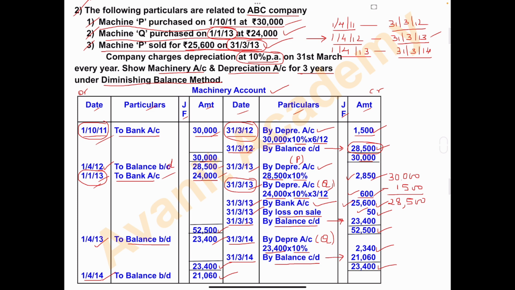Next we have to prepare depreciation account for 3 years. So in this machinery account, wherever we have written depreciation account, all these entries we have to take in the depreciation account. See here. On 31st March 2012, by depreciation account. On 31st March 2013, by depreciation account on P machinery, by depreciation account on Q machinery. And last, on 31st March 2014, by depreciation account on machine Q. Let's prepare the depreciation account.